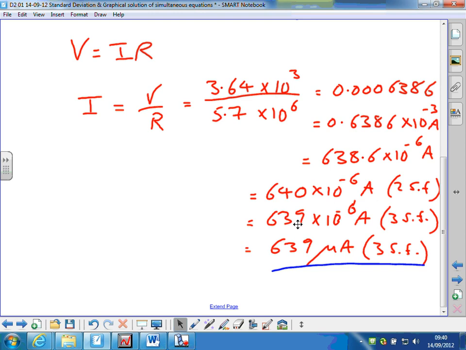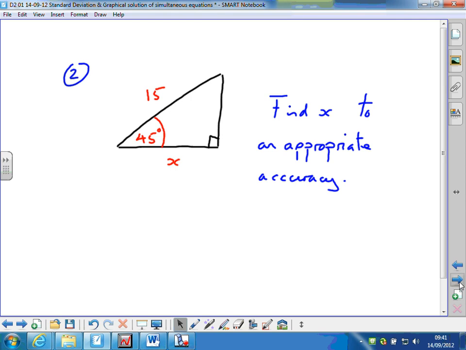Right, number 2. So again, we've got to remember something. What is it we've got to remember? SOHCAHTOA. Which one are we interested in? Because we know the adjacent, well, the adjacent is what we're interested in, and the hypotenuse we know, so it's this one that's going to tell it to us. And so what do we now do?